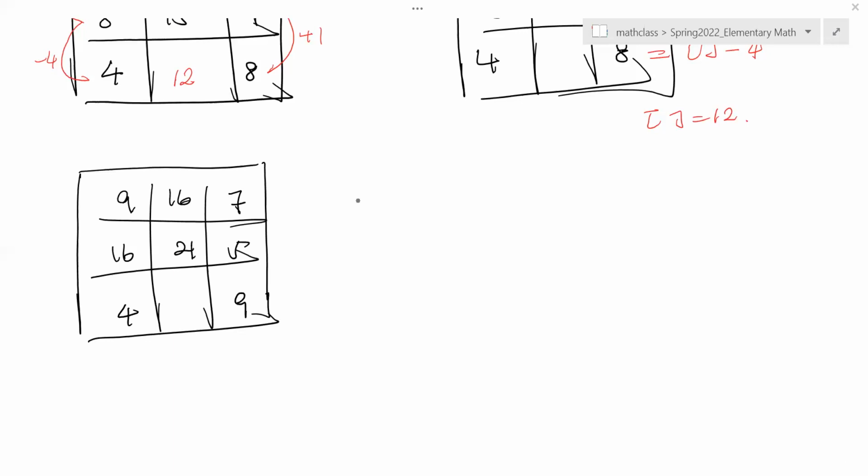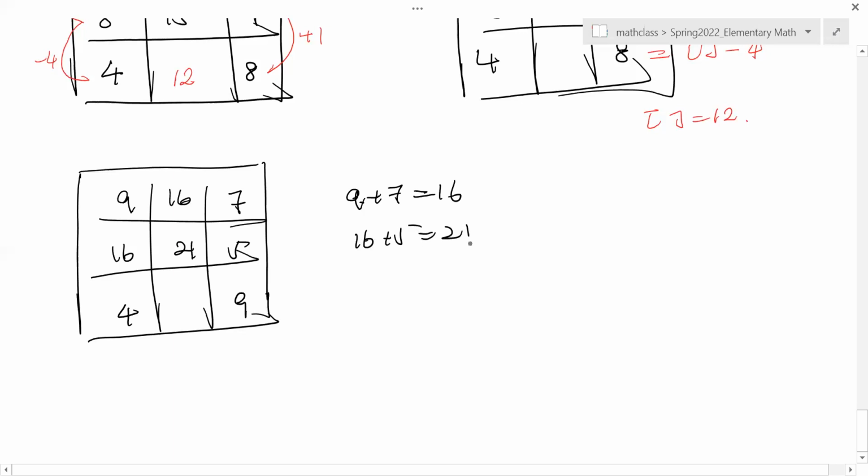I find out 9 plus 7 equals 16, and 16 plus 5 is going to be 21. So for the missing number, 5 and 4 plus 9, that's going to be 13. So 13 should be the answer.